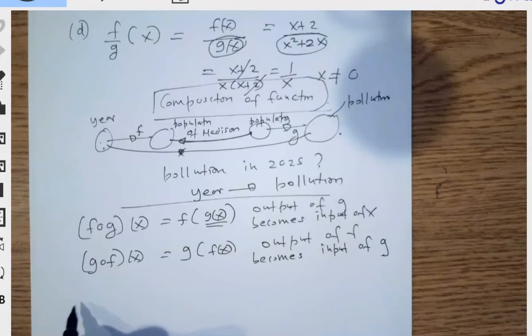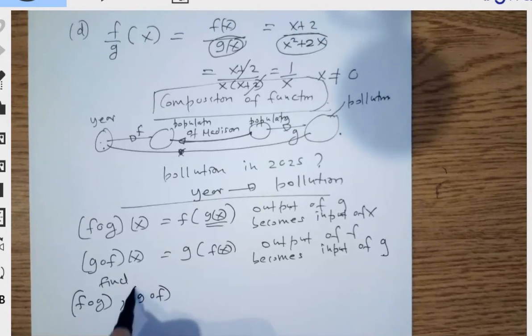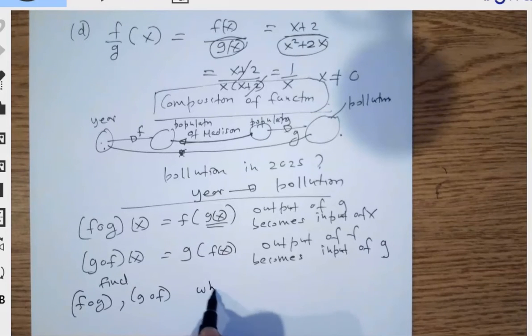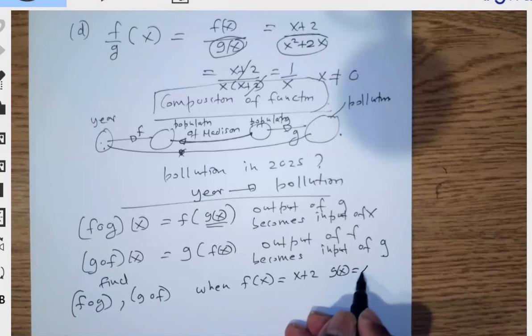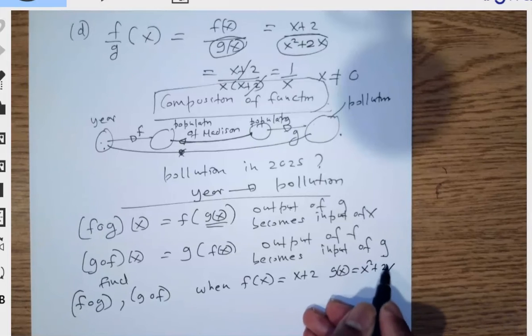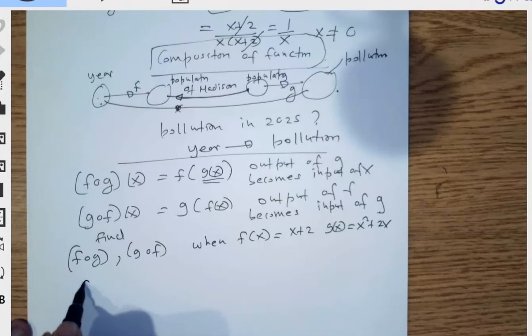So now let's do an example. Let's find f circle g and g circle f for the same two functions, when f of x is equal to x plus 2 and g of x is equal to x squared plus 2x. All right, so first of all, let's find f circle g of x. So watch what I'm doing.